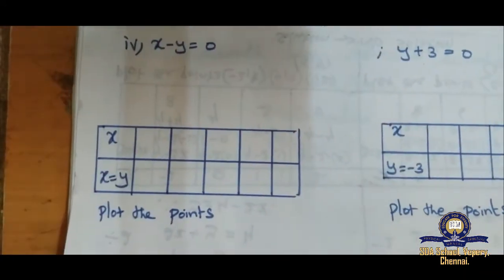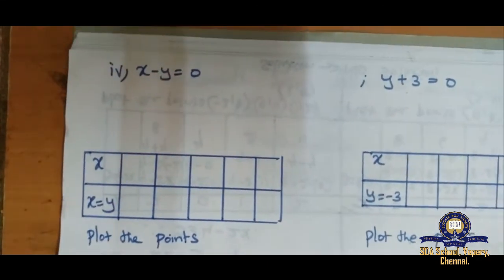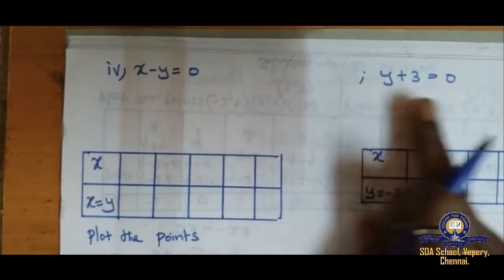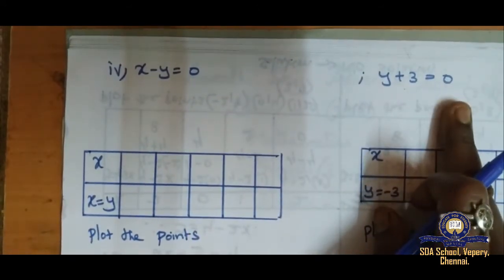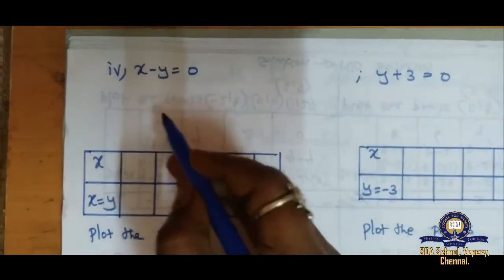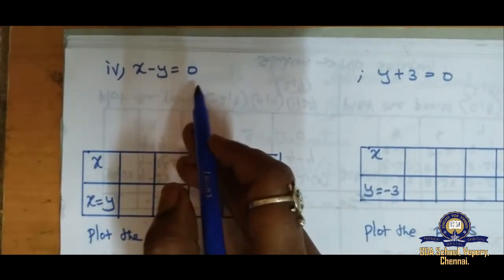Next, fourth question, the same second Roman letter. X minus y is equal to 0 is the question. Y plus 3 is equal to 0 is the equation given in the same question. So we need some values, right? There are no values given here.